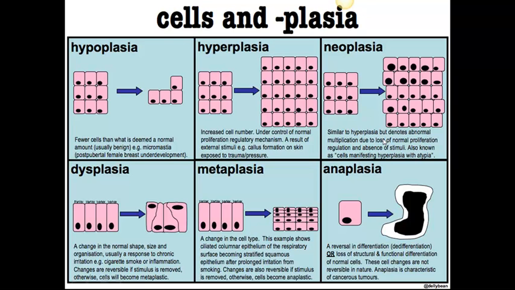Neoplasia, which is similar to hyperplasia, but there's an abnormal multiplication due to the loss of normal proliferation. So the cell nuclei are very different and very staggered. They're not as organized as in hyperplasia. Dysplasia is the change in the shape of the cells. Metaplasia is where the size typically becomes changed, and then anaplasia is the loss of structure of the outside of the cell, and functional differentiation of the normal cell. And usually these are characterized as cancerous tumors.